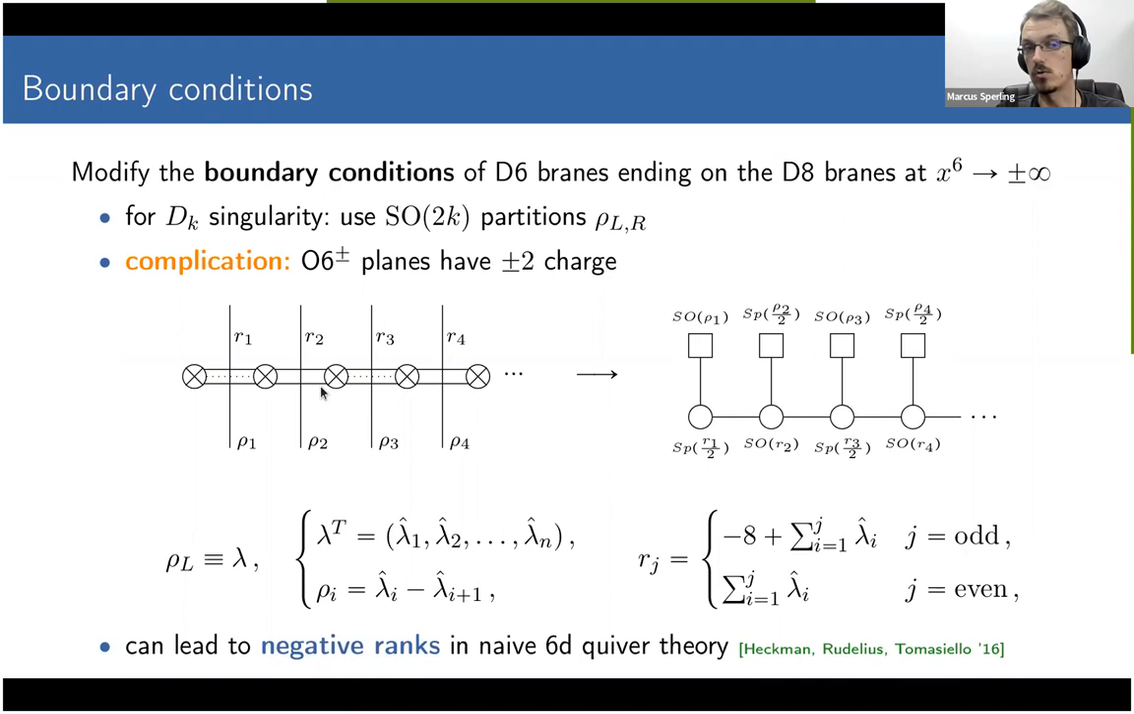So the SP nodes. And here you see it's not just the sum of parts of the partition, but actually there's a minus 8. And this minus 8 is precisely due to the ORN default charges. And then you see, if your first part of the partition is not big enough, you do have negative or vanishing ranks. This has been observed for quite some time, but then you might ask, okay, what is happening now?